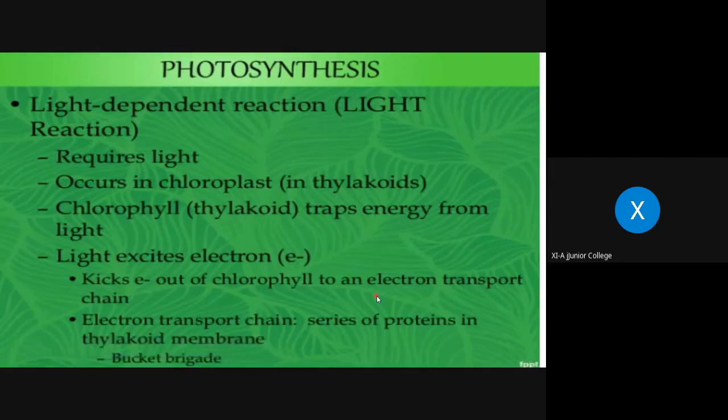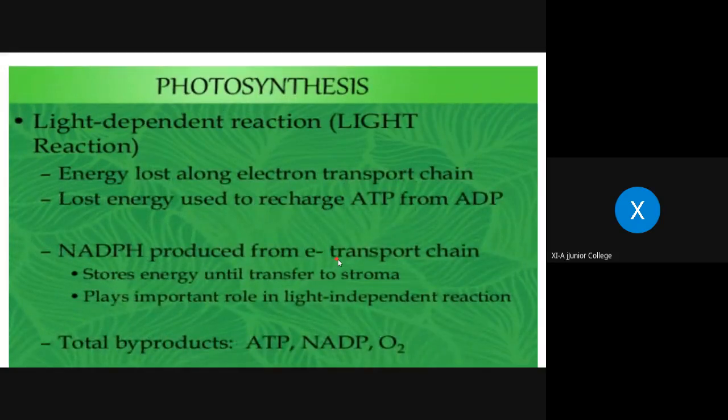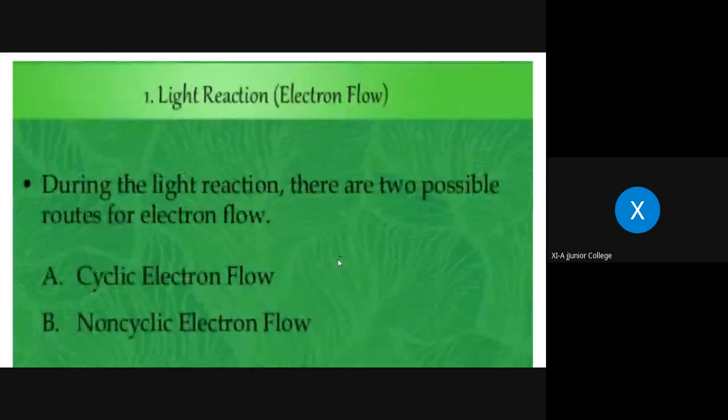Now this light dependent reaction, as I have already explained, requires light and chloroplast that contains chlorophyll, that is the thylakoid, and light excites electrons. Now we will see what happens: how ATP is formed from ADP, and how the electrons excited from the reaction center are transported, that I will show you.